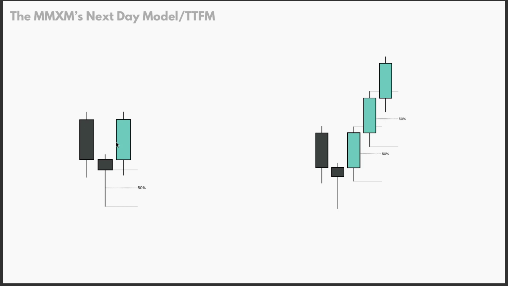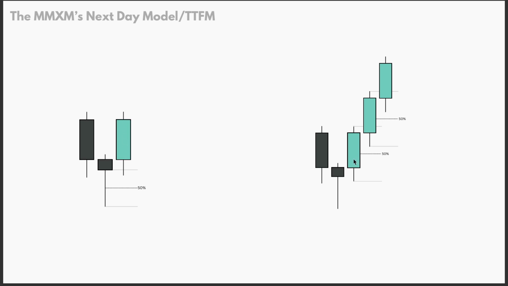So this is the MMXM's next day model. Candle 1 is telling us nothing, but that is the sell side of the curve in a bullish example. Candle 2 is closing inside the range. Candle 3 is an open low high close candle. We want to align ourselves with order flow. If we are bullish, we would expect the third candle to expand higher.